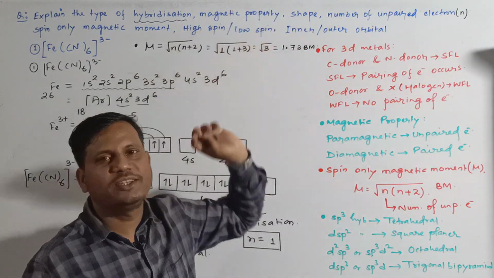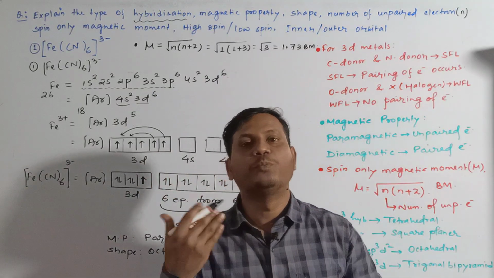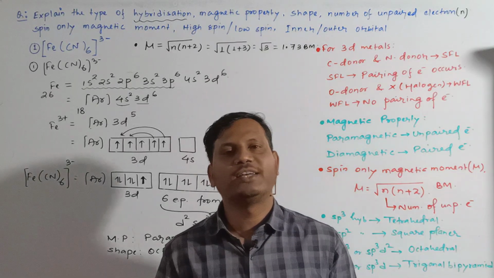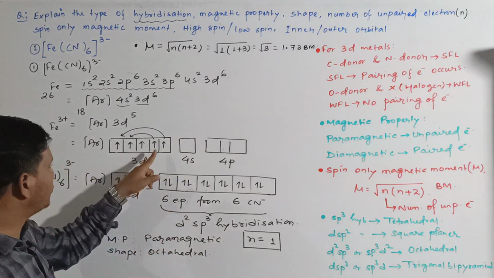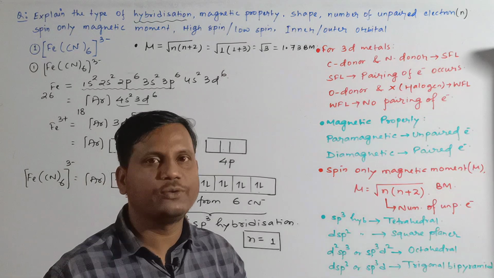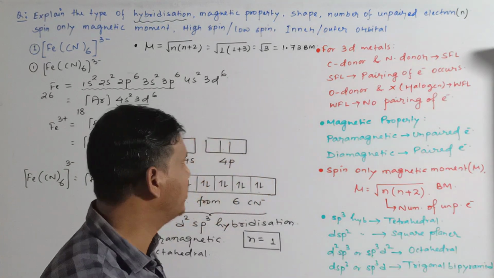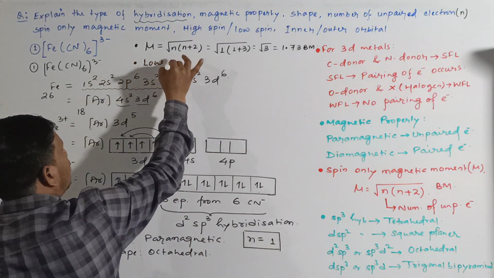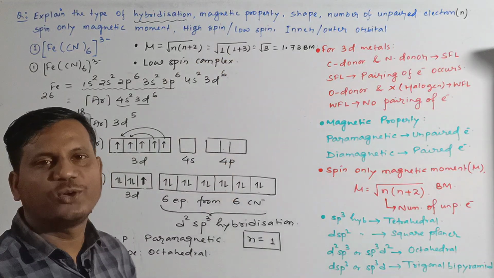After that, high spin or low spin. If there are more unpaired electrons, then it is high spin. If unpaired electrons are fewer, then low spin. So here the unpaired electrons become fewer. Initially they were 5, but due to the strong field ligand, electrons are paired and unpaired become just 1. So due to the smaller number of unpaired electrons, it will be a low spin complex.